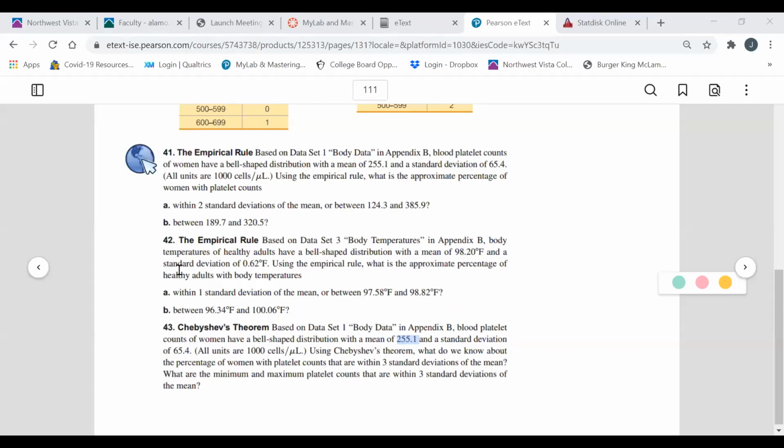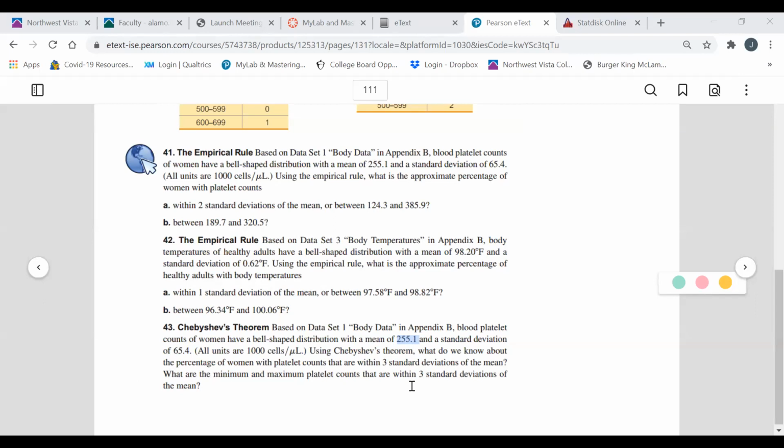Okay, now part B. Let's look at part B. What are the minimum and maximum platelet counts that are within? Oh, I already wrote it down. The first one, sorry. What's the percentage? Oh, I messed up. So 58.9 and 451.3 answers part B. Sorry.